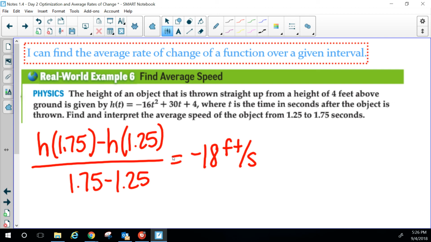And so those are your notes for 1.4 day 2, average rate of change. Hopefully that helps you with your homework.